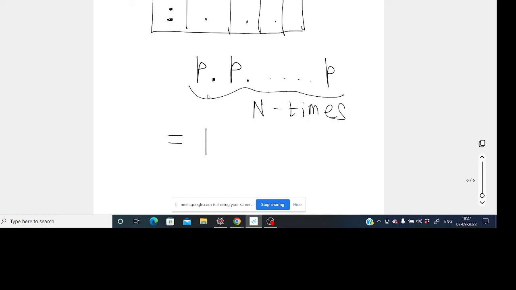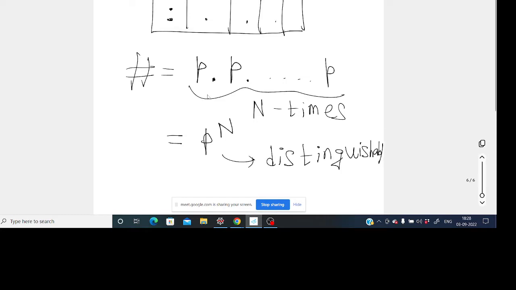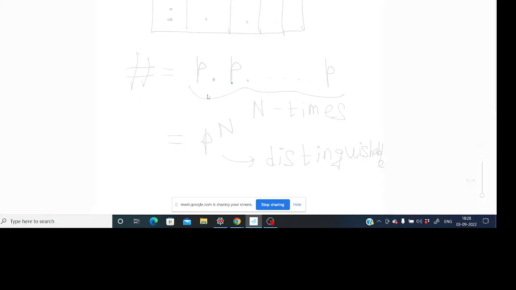So this is p to the power n if the particles are distinguishable. That's clear, right? Or any doubt from here? Sir, I have asked for identical particles. Identical particles, bosons, right? Yeah, I am explaining that. Okay, bosons.